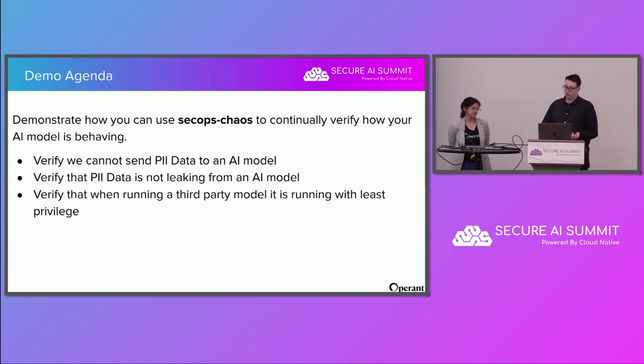Then we're going to show you an experiment that's verifying that PII data is not leaking from our AI model. And then we're going to show an experiment that's running a third party model and making sure it's running with least privilege, because I think a speaker already spoke about issues with pickle files and that sort of thing. So I'm going to pass it back to Priyanka for the first demo.